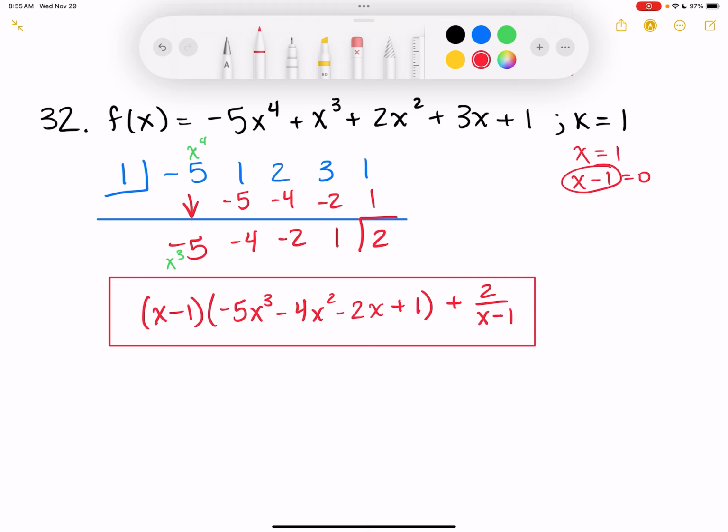So we put in 1, and this is what we got with synthetic division. Remainder of 2. So x minus 1 ended up being the factor because we had basically x equals 1. Then move it over. So we had x minus 1 times negative 5x cubed minus 4x squared minus 2x plus 1, and then plus 2 divided by x minus 1 for our remainder. Any questions on that one? Or on these?